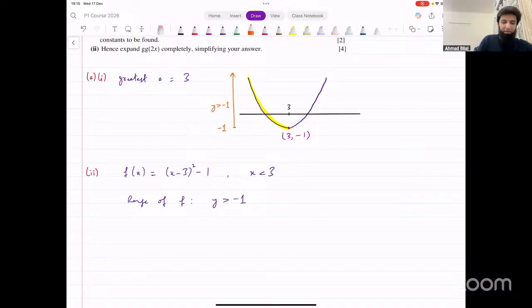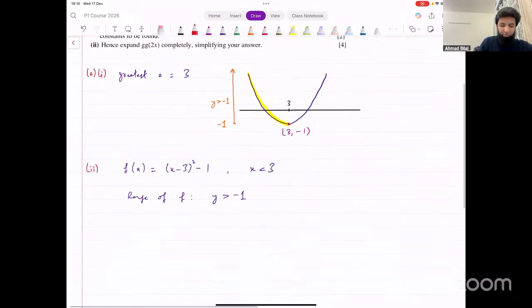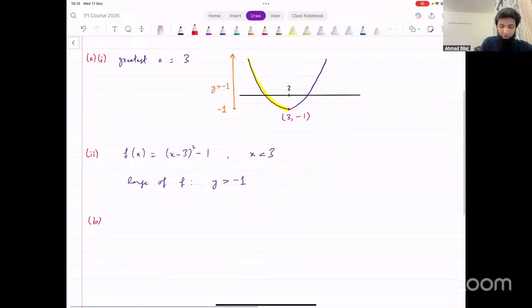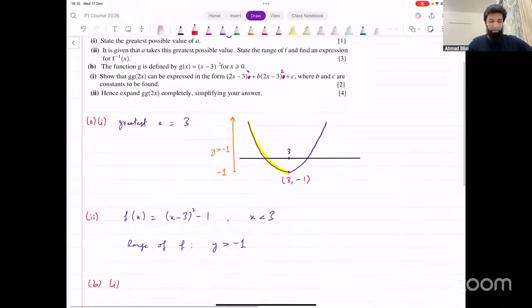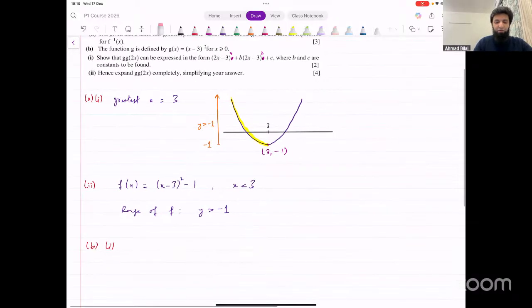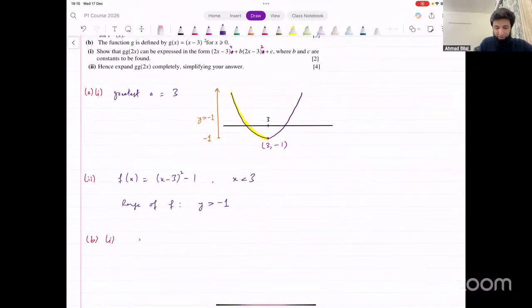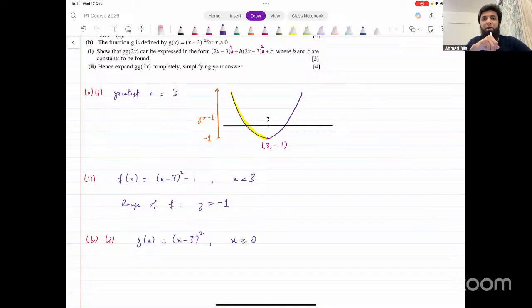That was part 2. Again, that was relatively straightforward. Let's look at part B now. Part B1. Now they're saying there's another function, and that's this function g. G is defined as (x minus 3) whole squared for x greater than or equal to 0. Let me write that function here. G of x is equal to (x minus 3) whole squared, and the domain of this function is x greater than or equal to 0.